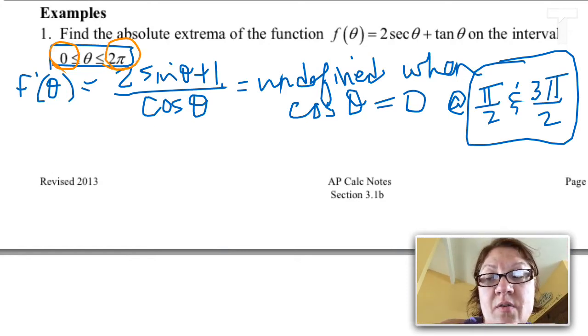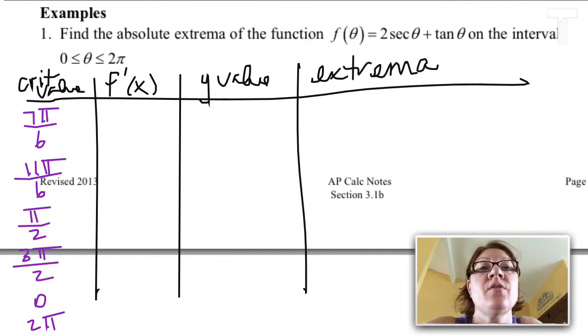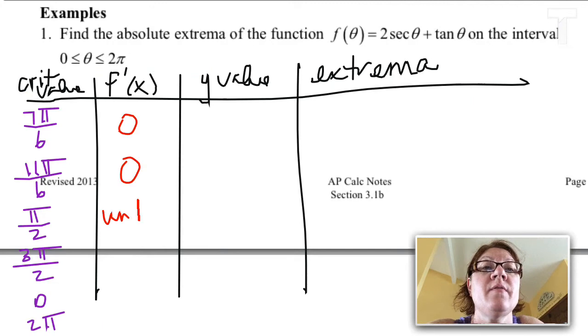Ooh, I'm going to have 6 entries in my table. I'm going to need some space. So I made a table and I put all 6 of those values in. Remember, these first two, I got because the derivative was equal to 0. And these second two I got because I set the derivative equal to undefined. And I don't know what the derivative is on these last two.